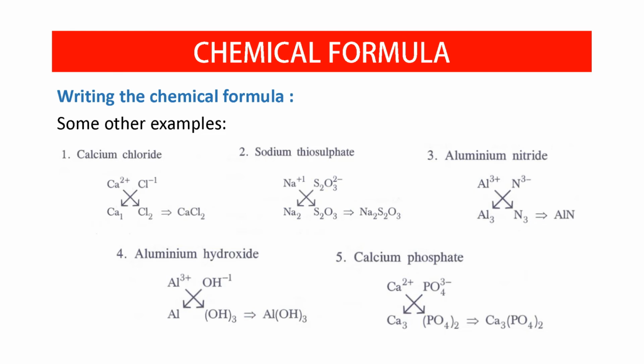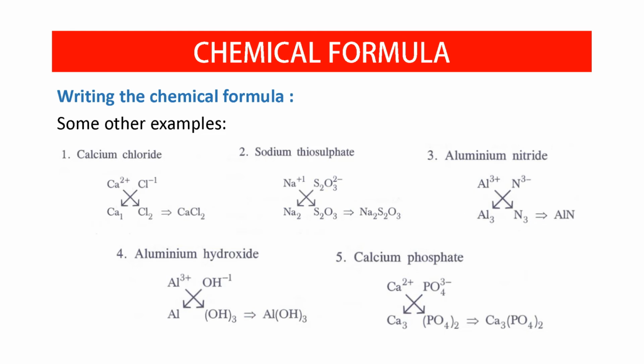One thing is very important: when we interchange the charges, we don't write the plus and minus. This is a very important point for writing the chemical formula, so keep it in mind. When we interchange the charges, we never write the plus or minus sign. We write only the charges. Like you can see in this example, calcium is plus 2 and chlorine is minus 1. When we interchange to Ca1, Cl2, we just interchange, we don't write the sign plus or minus. So the final formula is CaCl2.